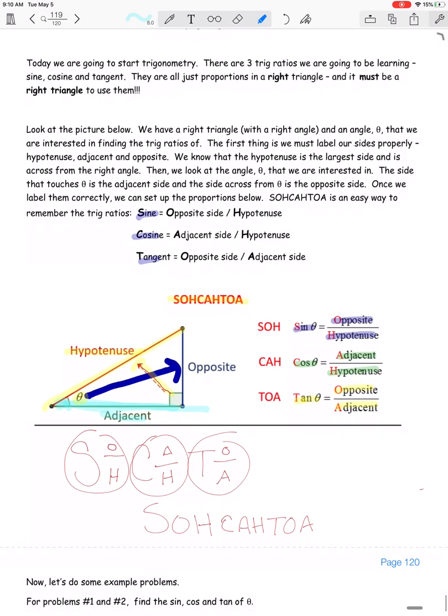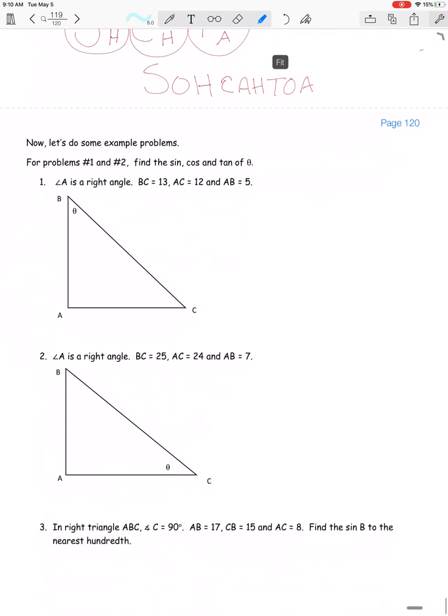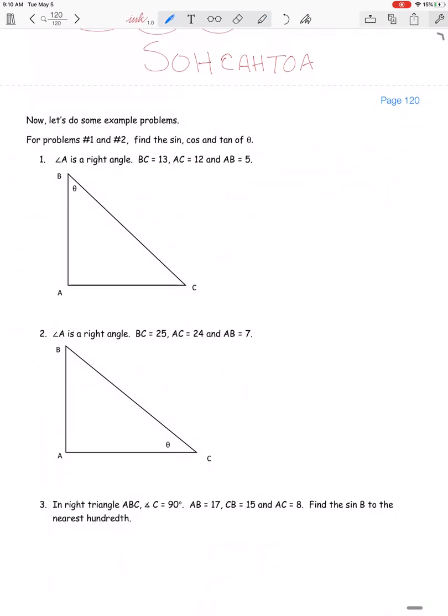So let's take a look at some questions so we can better understand this. I always personally make sure I write SOHCAHTOA at the top of every page, so this way it's easier for me to determine the ratios. So here's my right triangle. They tell me A is a right angle. They tell me BC is 13, AC is 12, and AB is 5. So they want me to find the sine, the cosine, and the tangent of, we call that theta.